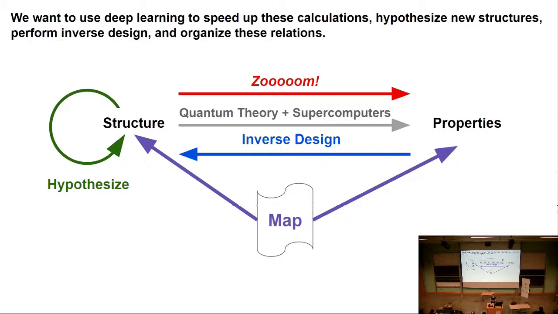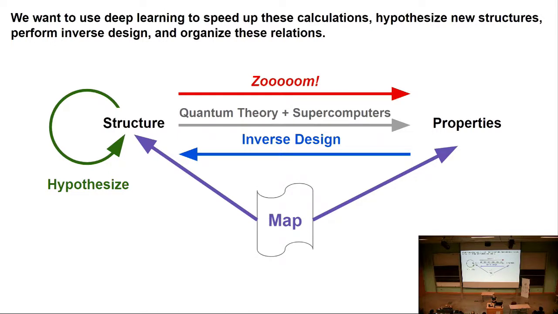Even more than that, going from structures to properties is well and all, but what I really like is if I can have a laundry list of properties that I want, what are the structures that are going to give me those properties? And what are structures that I can actually make in the lab? So this is called inverse design. So that's what the blue arrow is.